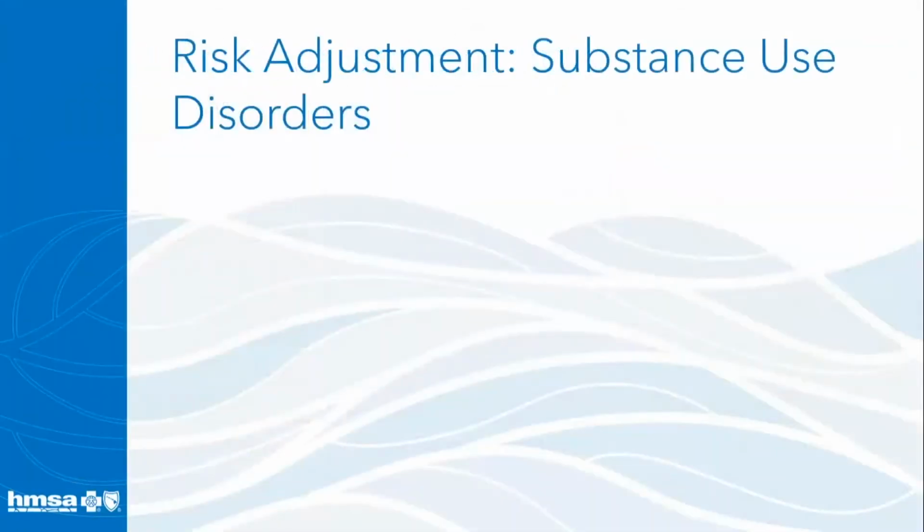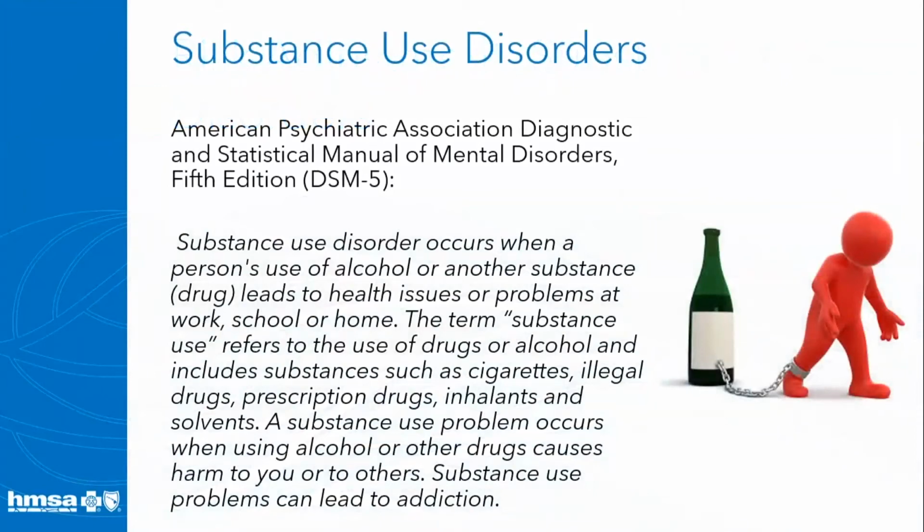Today, I wanted to talk a little bit about substance use disorder, since it is one of the newer HCC categories. The DSM-5 recognizes that people are not all automatically or equally vulnerable to developing substance-related disorders. Some people have lower levels of self-control that predispose them to develop problems if exposed to drugs. According to the DSM-5, substance use disorder occurs when a person's use of alcohol or another substance leads to health issues or problems at work, school, or home.